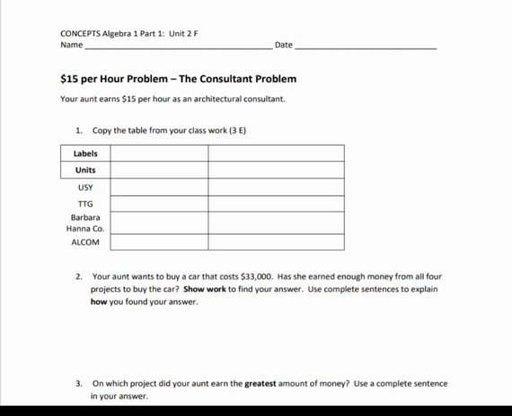Okay, so make sure you are copying from 3E onto this first chart here.